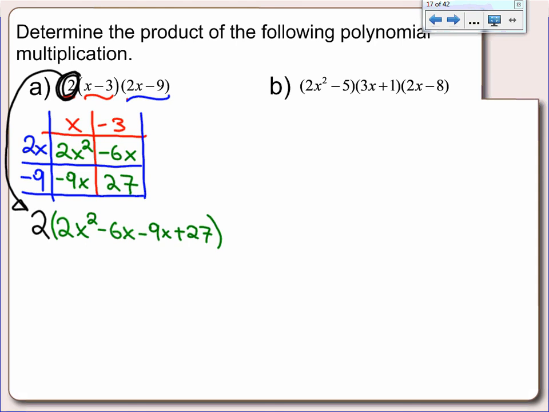Now, we need to distribute that 2 into the brackets, and you should remember that from our previous lesson, multiplying a monomial by a polynomial.